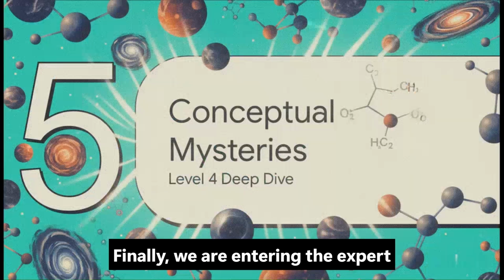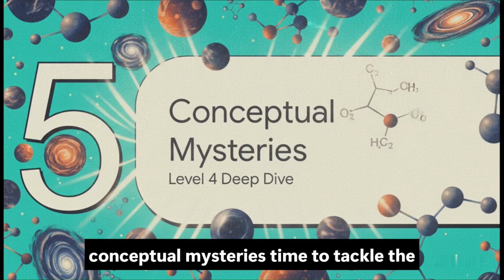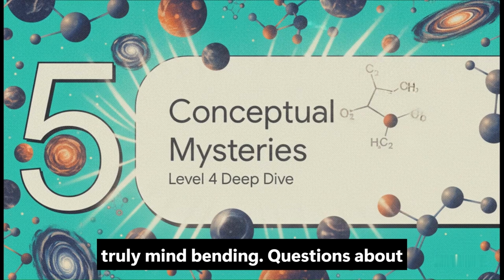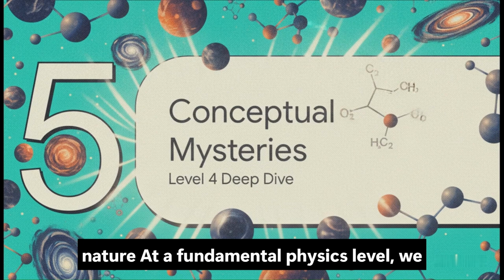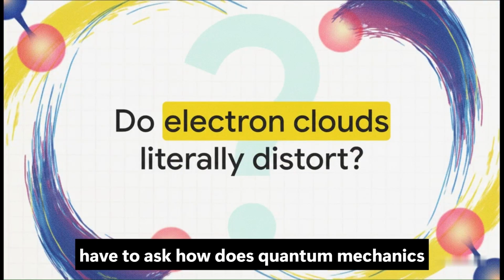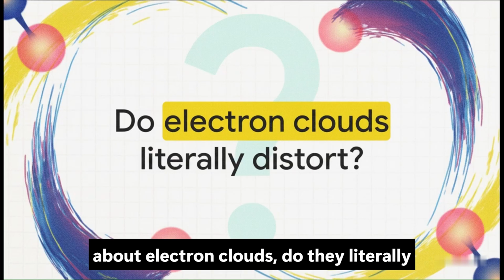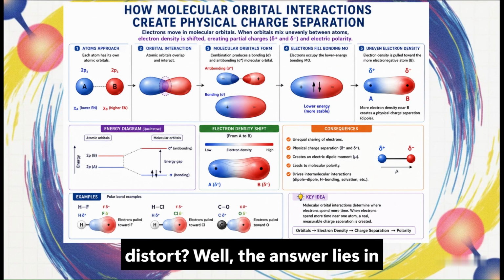Finally, we are entering the expert level, Level 4, Section 5, Deep Conceptual Mysteries. Time to tackle the truly mind-bending questions about nature. At a fundamental physics level, we have to ask, how does quantum mechanics actually explain polarity? When we talk about electron clouds, do they literally distort? Well, the answer lies in molecular orbitals.